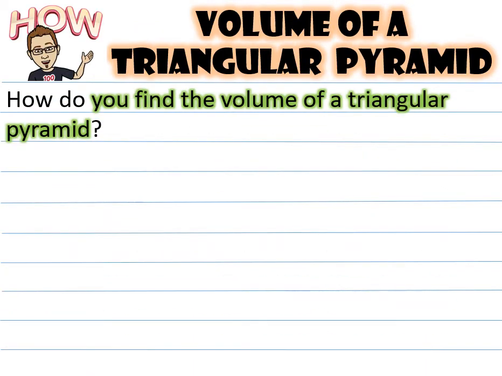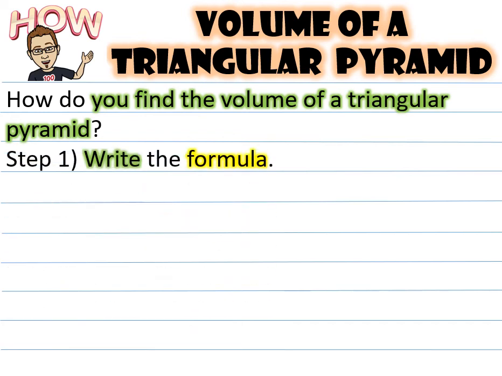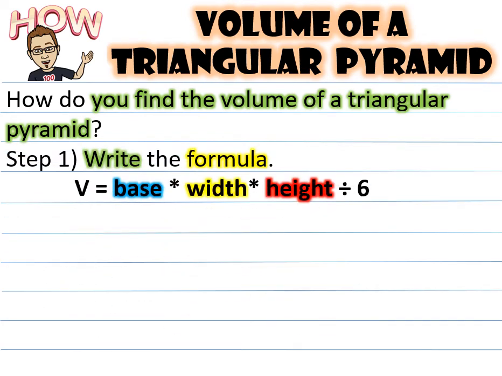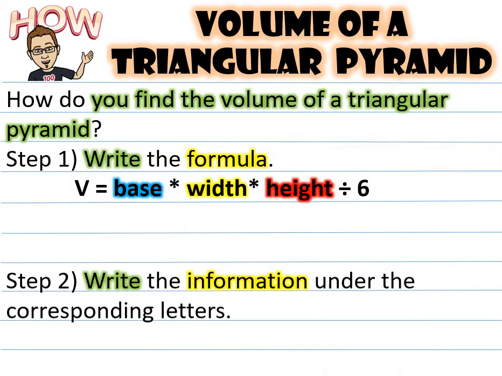How do you find the volume of a triangular pyramid? Step number 1, write the formula. V equals base times width times height divided by 6. Divided by 6, why? Well, because it's triangular means you would divide it by 2, and because it's a pyramid, you would divide by 3. So if you're going to end up dividing something by 2 and by 3, you actually could save some time by dividing it by 6.